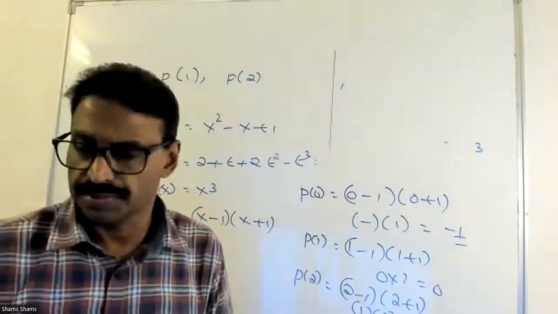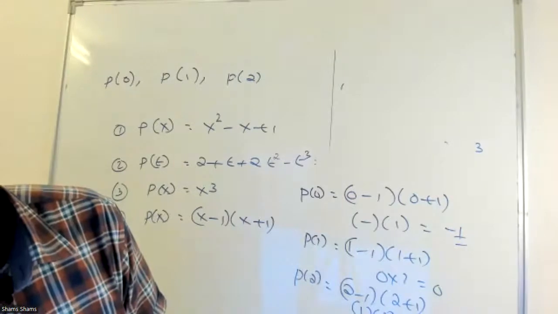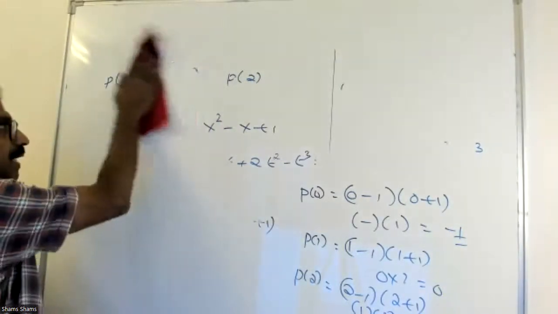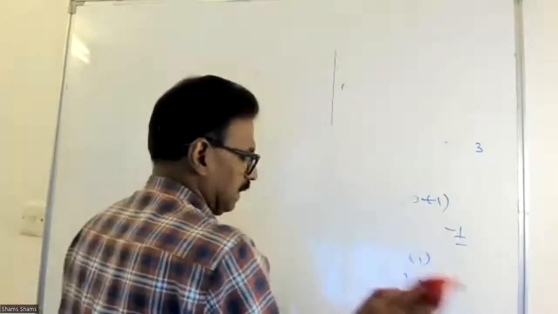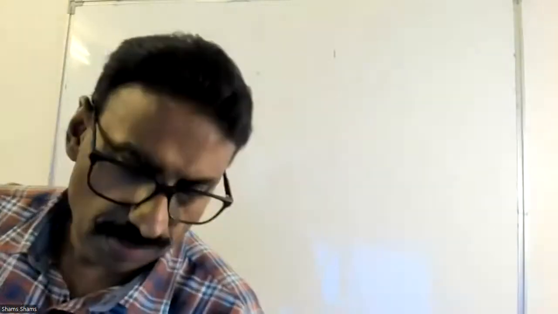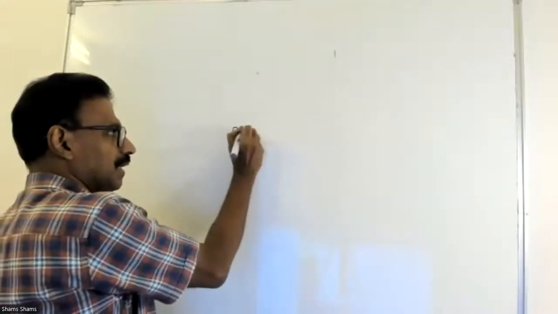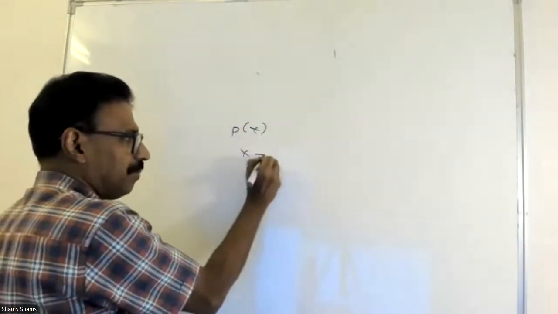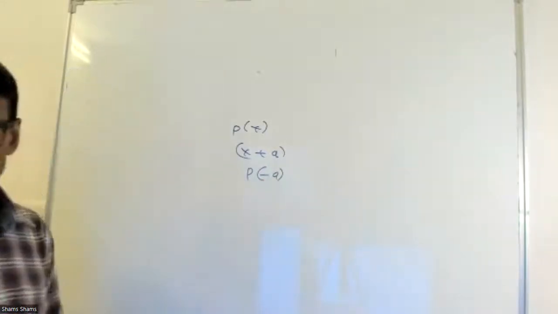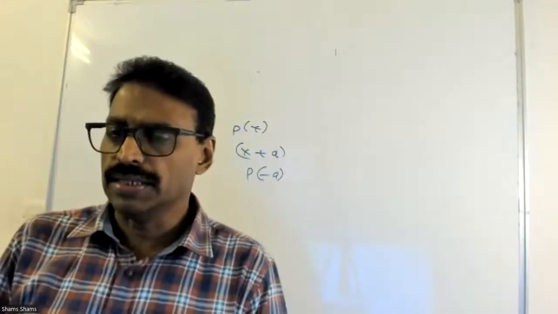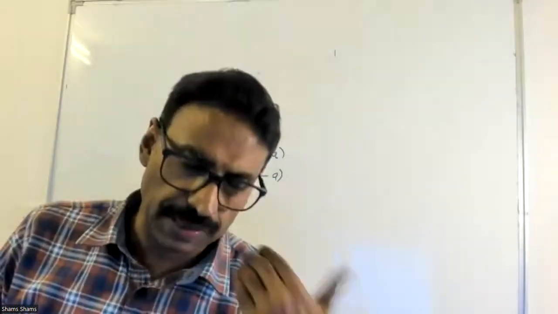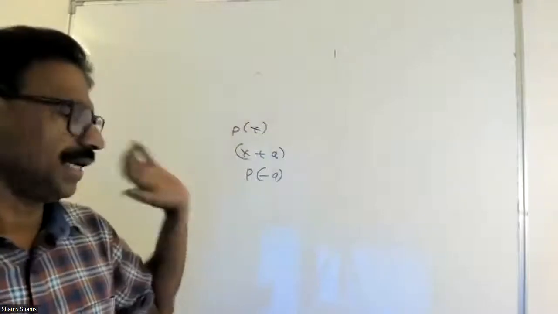Okay, now look here. See, how to find the, what, the remainder theorem? Okay, listen here now. Look, remainder theorem actually: P of X is a polynomial divided by X plus A, remainder is P of minus A. This is the remainder theorem. We learned already. P of X is a polynomial divided by X plus A, remainder is P of minus A.